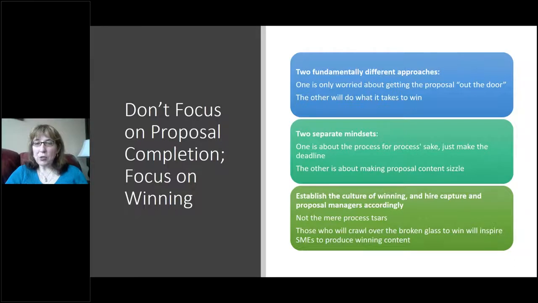You want to establish a culture of winning and hire capture and proposal managers accordingly. So the ones who actually profess to be process czars really are not the best ones out there. The superstars are those who will crawl over the broken glass to win. And that way they inspire the SMEs, subject matter experts, to produce winning content. Those are the people that you want, the ones with the fire in the belly.